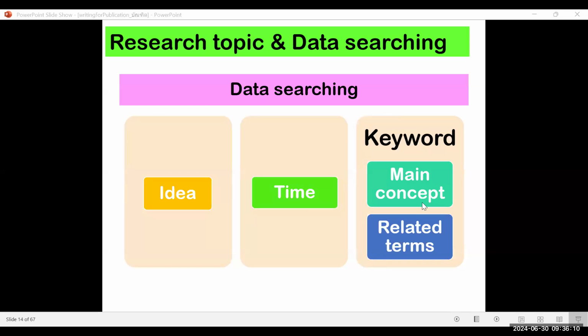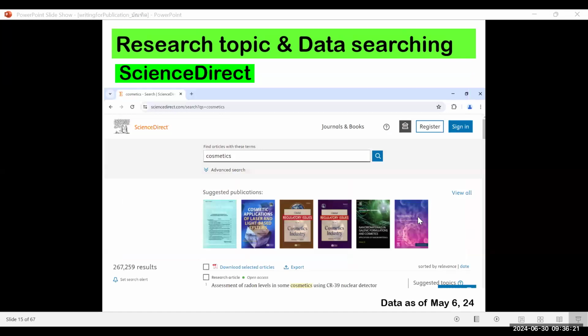What shall be the main concept? And what shall be the related terms that you need to input for crafting your search, right? Like the example I just told you. I'm working in cosmetics. If I use just the word cosmetics, I search from PubMed, what I have from the information I searched from the 6th of May.